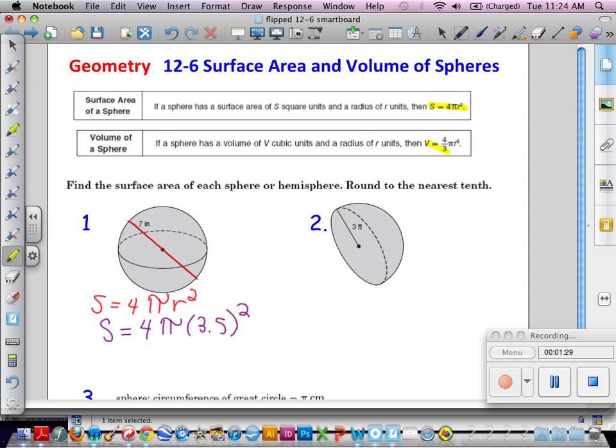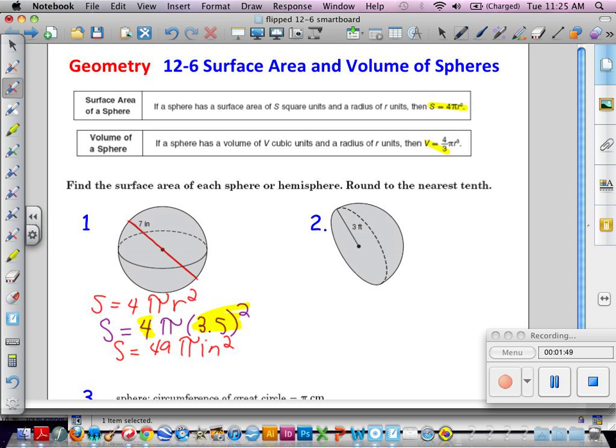If they asked me for an exact answer, I could take 3.5 squared times 4. I would get 49, and then I'd write pi, and that's area, so that would be inches squared. So if I'm asking you for an exact answer, you're going to leave it in pi form.